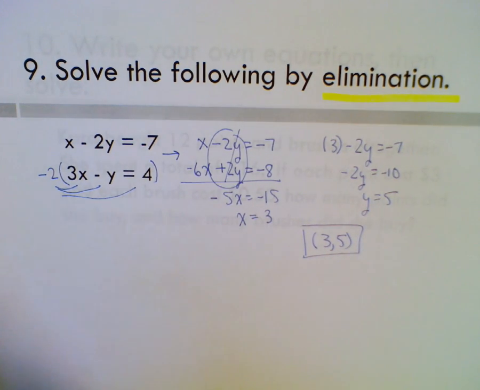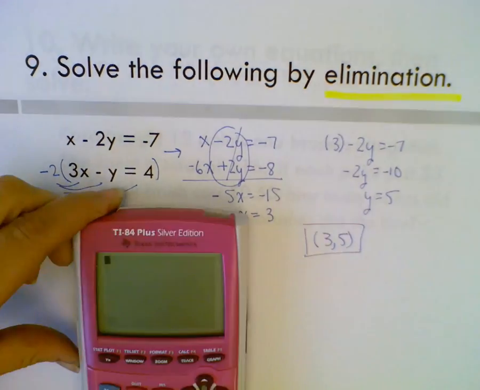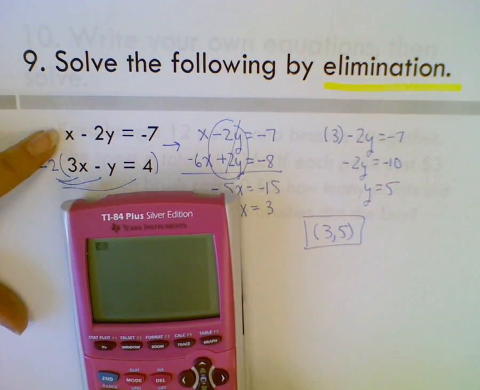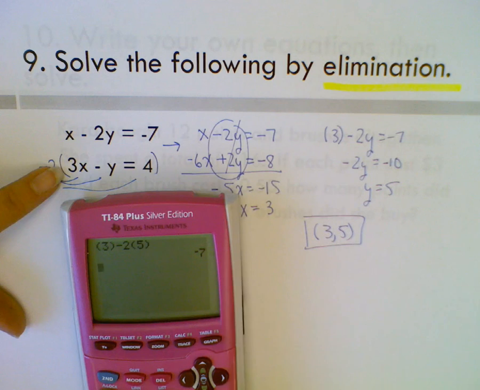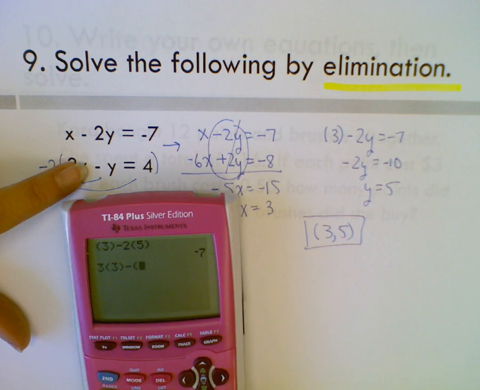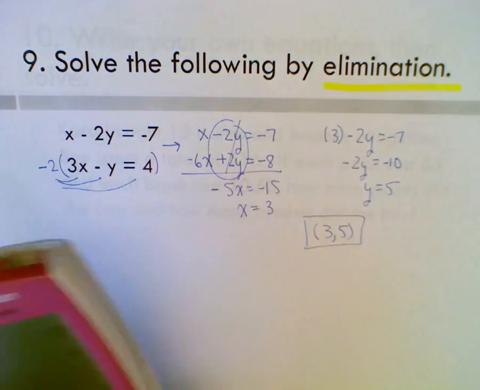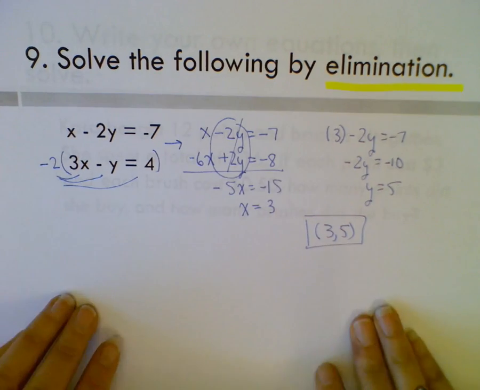Again, use your calculator and go back and verify that that solution actually works. So I have 3 minus 2 times 5, and that is negative 7. And then I have 3 times 3 minus 5, and that gives me 4. Right? So verify, it's an easy thing to do to check your work there.